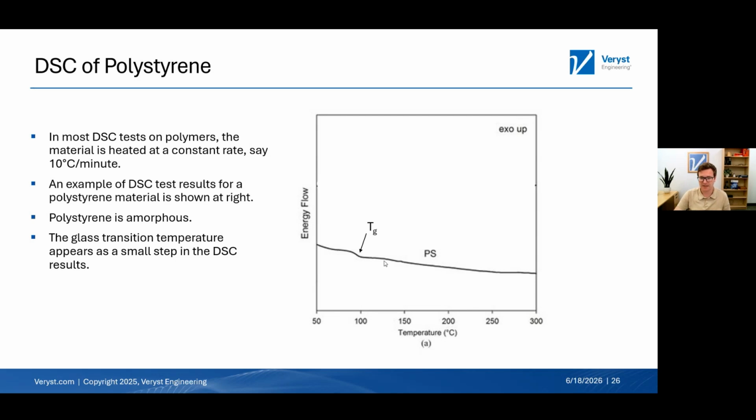And this is how it actually looks. The reason I want to show a real result is that if you've never seen a DSC curve before, you might look at this and say, is that anything? Is that just noise? And the answer is no. That's what this really looks like. What makes DSC a little more counterintuitive is that this line isn't flat, it has a sort of curved baseline, but this little step here is the glass transition temperature.